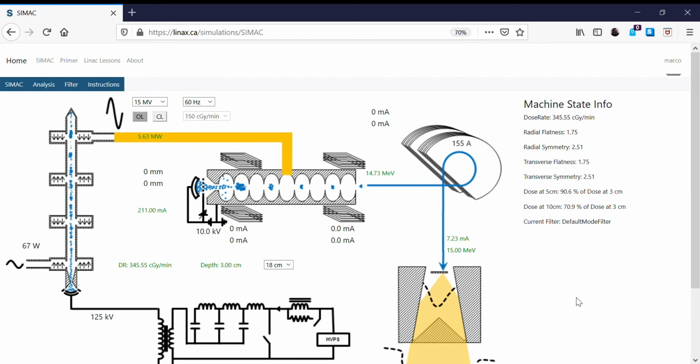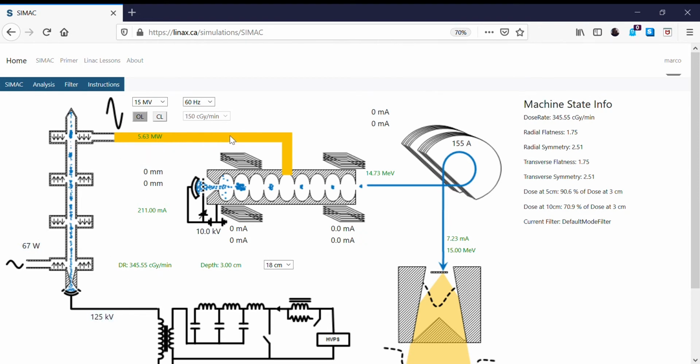So in this lecture, we're going to explore a different way of adjusting the accelerator. We're going to explore what happens when we change the beam current that's going through the accelerator. In the past lectures, we adjusted the RF power going to the accelerator by adjusting either the RF driver power to the klystron or the klystron pulse voltage.